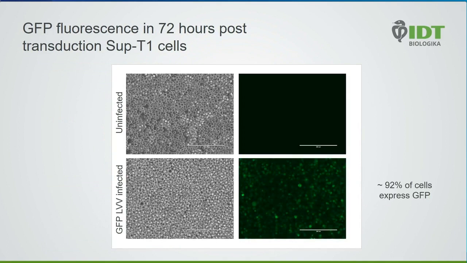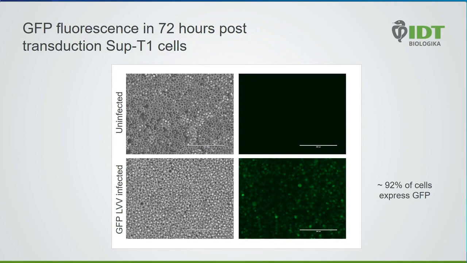Here is an example where we are looking at GFP fluorescence after 72 hours post-transduction of sub-T1 cells. The top panel shows the uninfected sub-T1 cells where there is no GFP expression. The bottom panel depicts the GFP lentiviral vector infected sub-T1 cells, where for this particular sample, there is about 92% of cells expressing GFP after 72 hours.